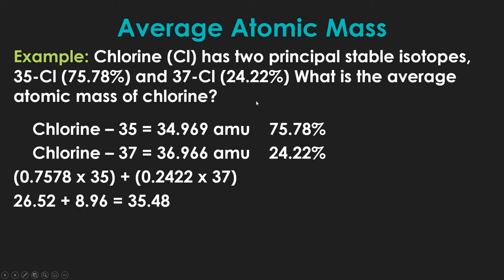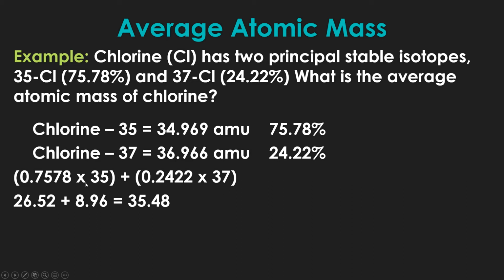Chlorine has two principal stable isotopes, chlorine 35 and chlorine 37. We know that 75.78% of all chlorine is chlorine 35, and that 24.22% is chlorine 37. So if we want to see what's on the periodic table for chlorine, we do the math we were just doing. We convert the percentage 75.78 into a decimal by moving the decimal over two places. So it's 0.7578. Multiply that by the mass of chlorine 35. And then we take this one and move the decimal over twice. So 0.2422. Multiply that by the mass of chlorine 37, which is 37.